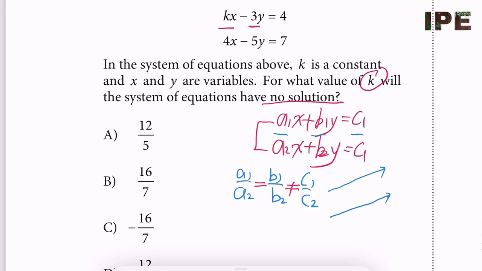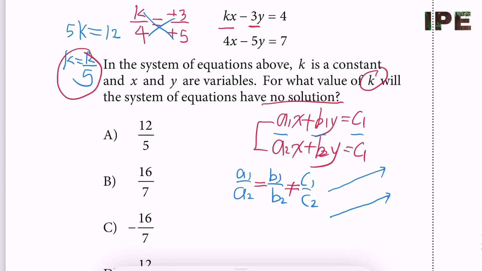k over 4, right? k over 4 should be equal to negative 3 over negative 5. Negative, negative, positive, right? Cross multiply. So 5k equals 12. So k is 12 over 5. This is the final answer.